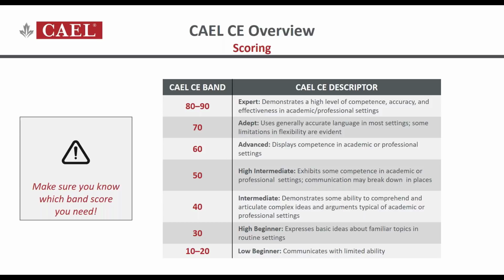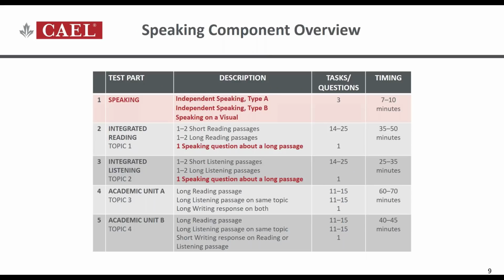And please make sure that you know what overall score you need for your faculty or the school that you're applying to, because some colleges might accept a band 70, some might accept a 60, and some might ask for an 80, which is pretty high and pretty difficult. So you do need to ask your school or your business, whatever company you're applying for, what level you need, what band score you need. Okay, so if you have any questions about that, please let me know as we go along.